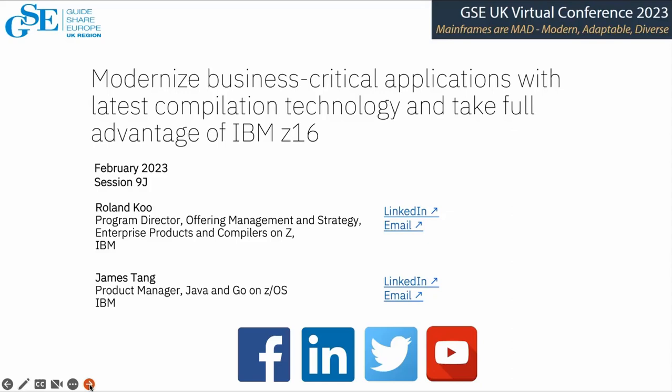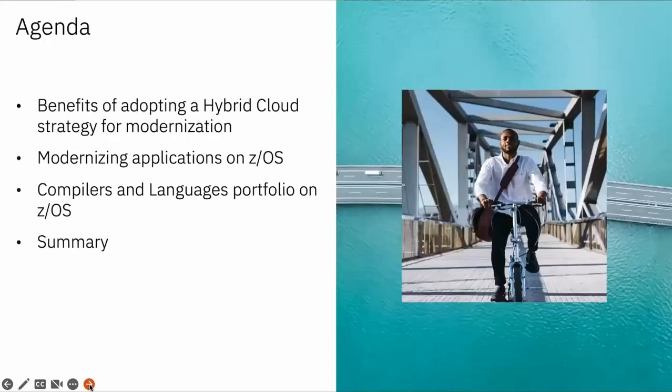And I'm Roland Koo. I lead the product management team for compilers and languages. And today I'm joined with James Tang, who is the product manager for Java and Go. And we're going to be doing this presentation together. So I'm going to be covering the first part, and then James is going to be covering his favorite topics of Go and Java. So let's move to the next chart.